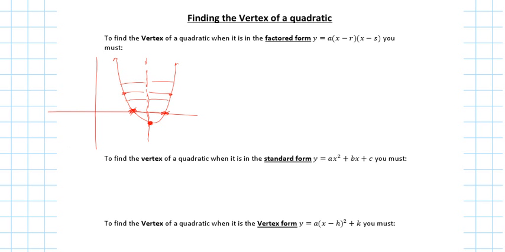How can I find the vertex if I know the zeros? Between two zeros, what's in the middle? The axis of symmetry, right? So the axis of symmetry runs in the middle between the two zeros. I can find the axis of symmetry if I just find the middle point. If you know two points, how can you find the middle point? Add them together and then divide by 2.